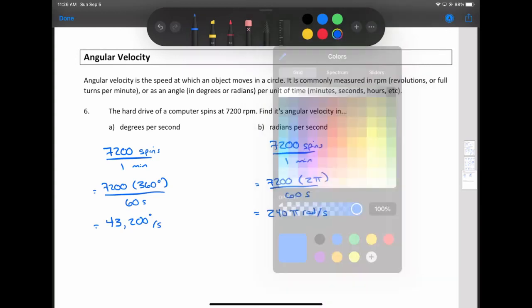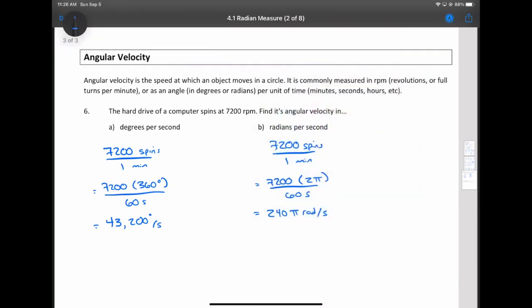Okay. So that would be a perfectly valid answer if we wanted an exact. Or we could actually multiply through that 240 times pi and state that that's 753.6 radians per second, approximate. So again, depending on the application, you may want it as a multiple of pi. Sometimes it's a nicer number. Or you may want it as a decimal, which is sometimes nicer, but approximate.